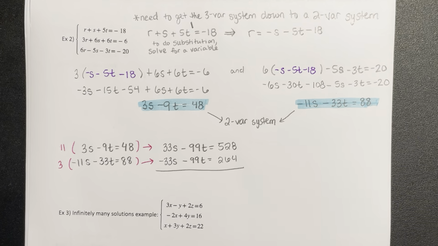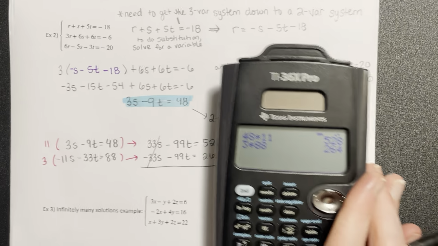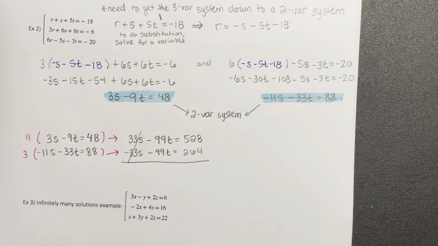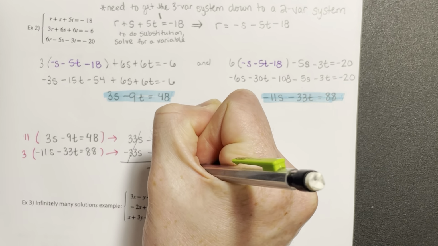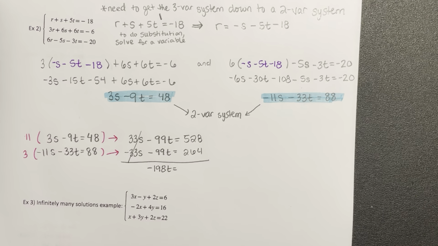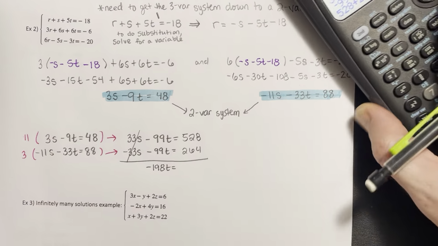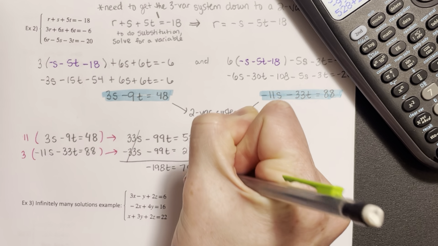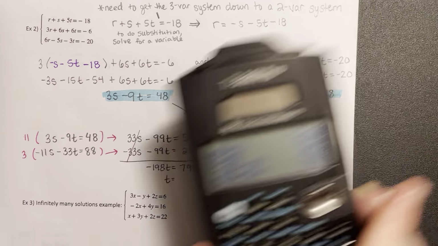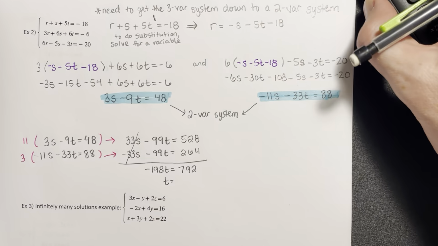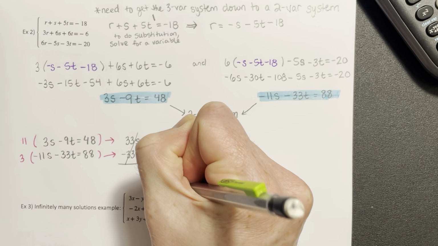Now in this system, the s's will eliminate, but you do have negative 99 plus negative 99, which is negative 198. So negative 198t is equal to 528 plus 264 is 792. And I would divide by negative 198 to get negative 4. All right, so t is negative 4.